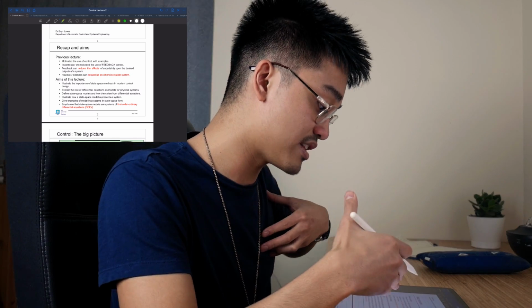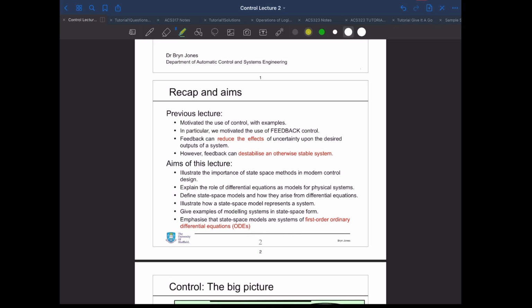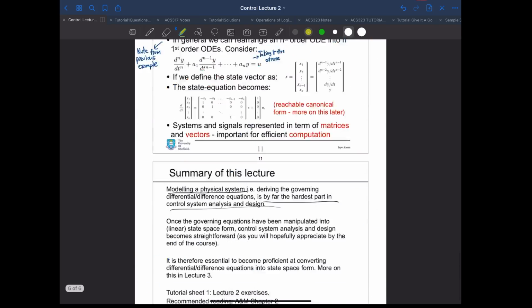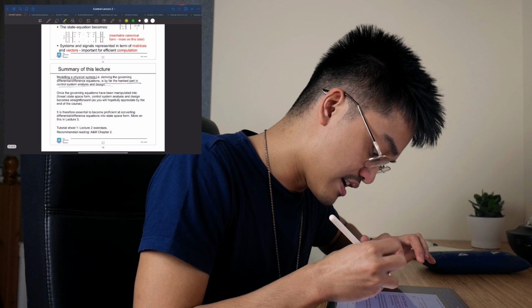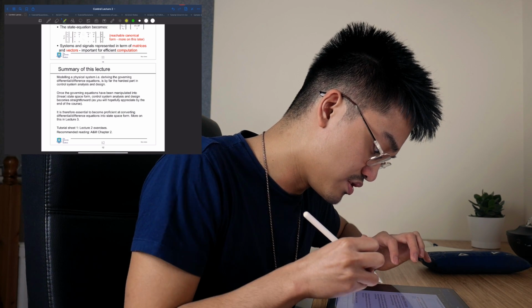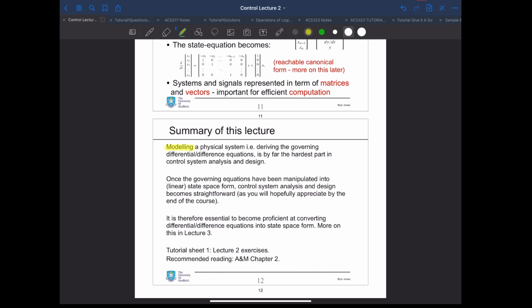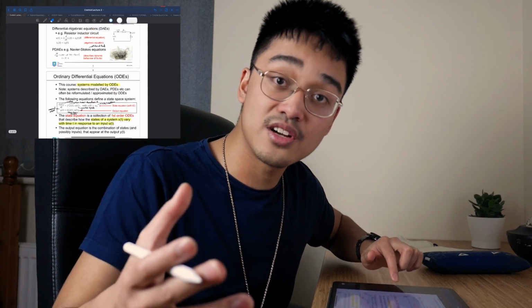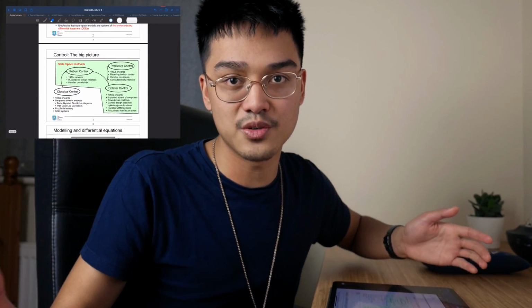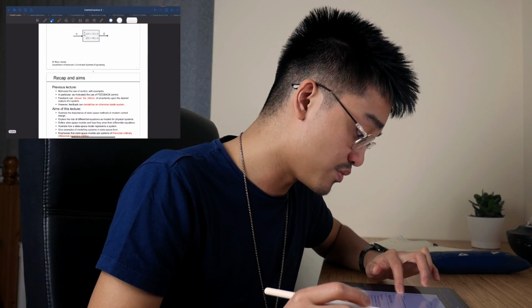And after I've read the aims and the recap, I would scroll all the way down to the summary, and I would see that modeling a system is by far the hardest part in this. Therefore, it is essential for me to become more proficient at turning stuff into state space form. And after I've decided, okay, I better watch this lecture, then I watch the lecture.